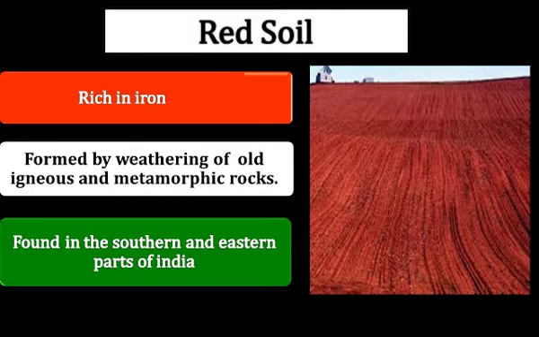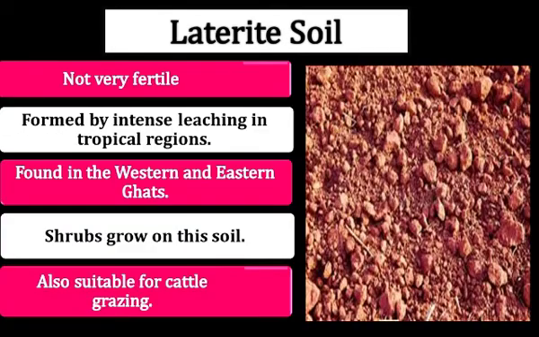Next, red soil. Red soil is rich in iron content and is formed by the breakdown of old igneous and metamorphic rocks. It is found in the southern and eastern part of peninsular India. The high iron content in the soil gives it its red color. Manure and chemical fertilizers are added to make the soil fertile. The soil with a lesser quantity of iron is yellow.